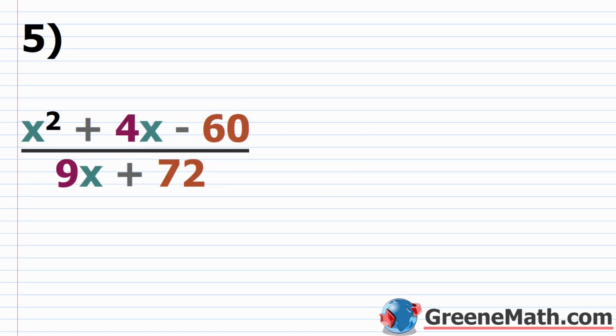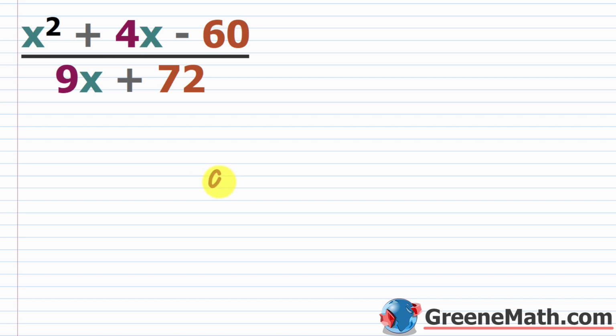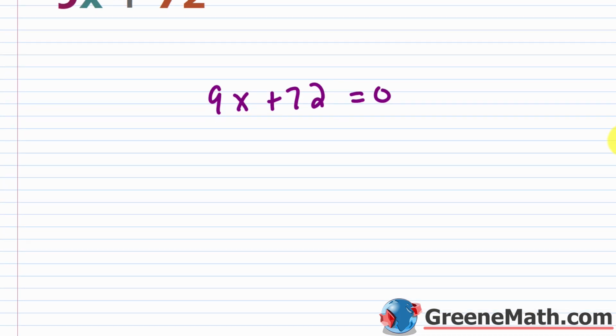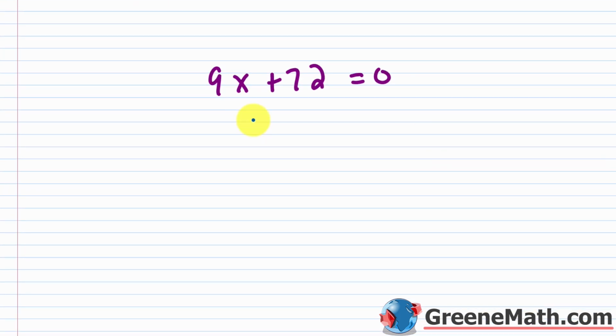All right, let's look at problem number 5. So we have x squared plus 4x minus 60 over 9x plus 72. So for the denominator, I have 9x plus 72, and I'm going to set that equal to 0. Now I can solve this by factoring. It's probably a little bit quicker, actually. You could pull a 9 out, and you'd have x plus 8 inside. Set this equal to 0.